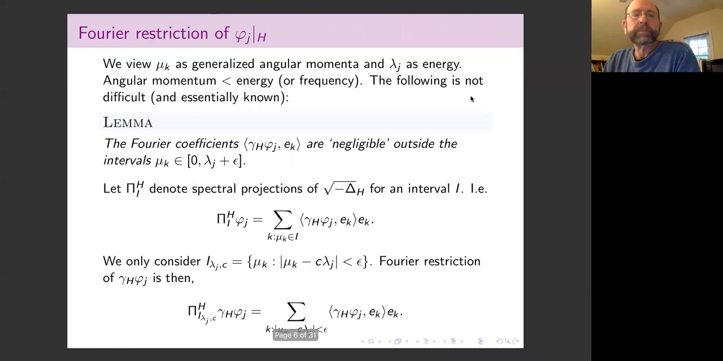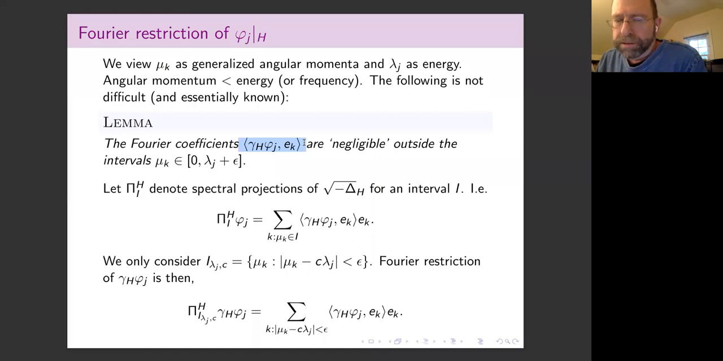So the first thing to understand about these Fourier coefficient problems is that the Fourier coefficients are essentially trivial if the H eigenvalue μ_k is bigger than the M eigenvalue λ_k. So that's this lemma over here. These Fourier coefficients are negligible. And for people here, everybody is probably aware of allowed and forbidden regions for Schrodinger operators.